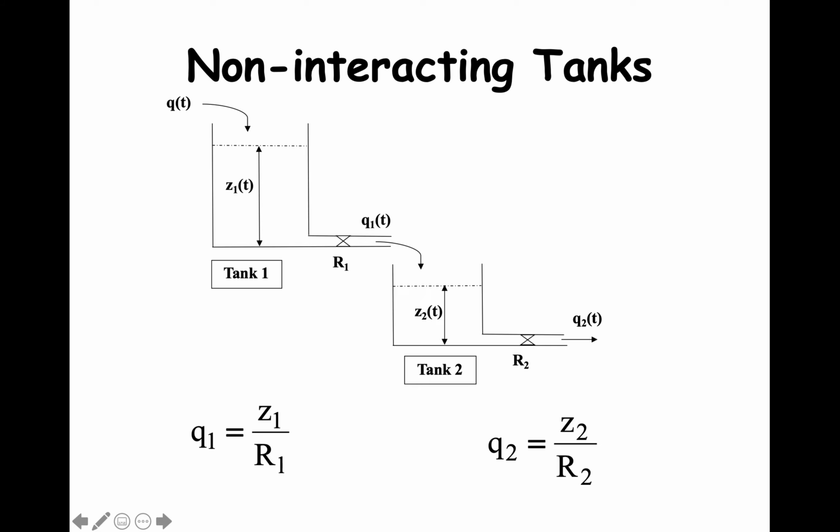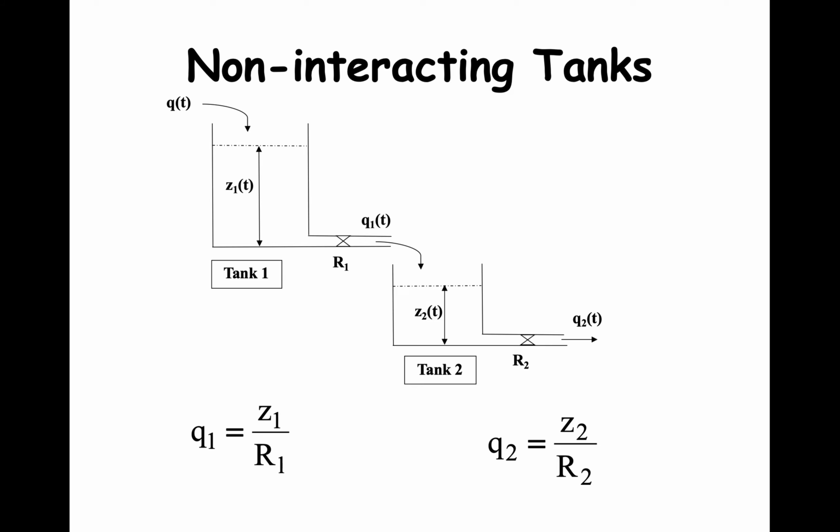This is the sketch we will use to illustrate non-interacting tanks in series. The sketch has two tanks, labeled Tank 1 and Tank 2. The inlet flow rate into Tank 1 is described by Q. The outlet flow from Tank 1 is given by Q1, and the liquid level in Tank 1 is given by Z1. Then Q1 is the inlet flow rate into Tank 2. The outlet flow rate from Tank 2 is given by Q2, and the liquid depth in Tank 2 is given by Z2. The fluid flow resistance values for each tank are given by R of the tank number.